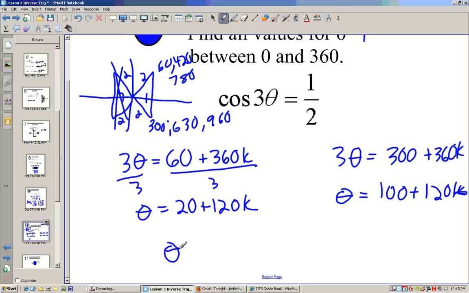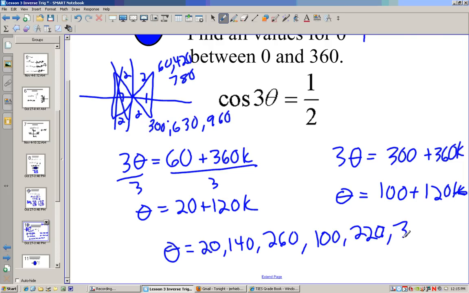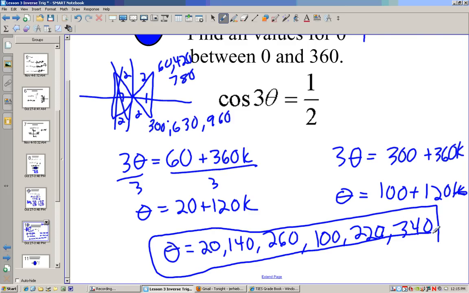All right, so now my values from this one are going to be 20. 20 plus 120, which is 140. 140 plus 120, which is 260. 260 plus 120, which is 380, and that's above our 360 threshold. Our next one, we'll have 100. Add 120 to that and get 220. Add another 120 and get 340. And then if I add another 120, that's going to be over. So on this problem, I have my 6 answers.